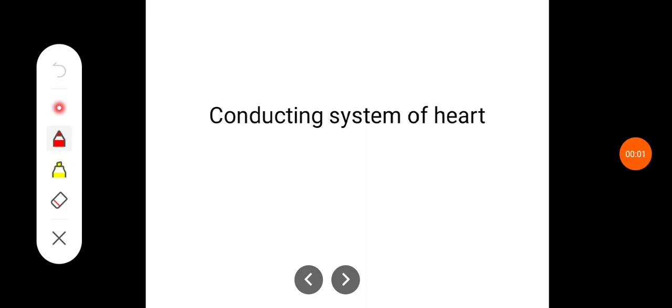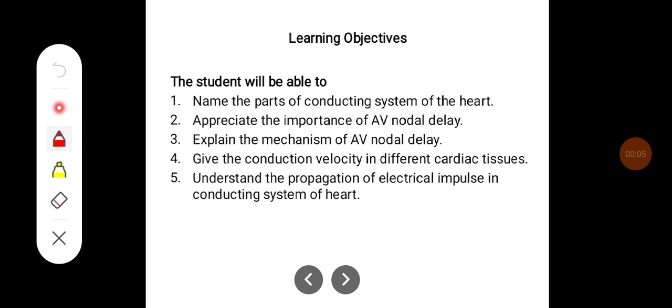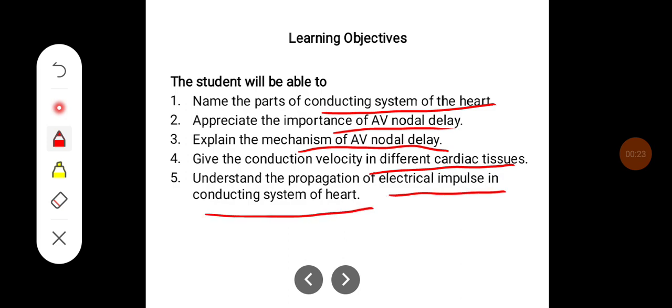Everyone, in this class, we'll try to learn about the conducting system of the heart. The learning objectives would be to name the parts of the conducting system of the heart, appreciate the importance of AV nodal delay, explain the mechanism of AV nodal delay, give the conduction velocity in different cardiac tissues, and understand the propagation of electrical impulse in the conducting system of the heart.